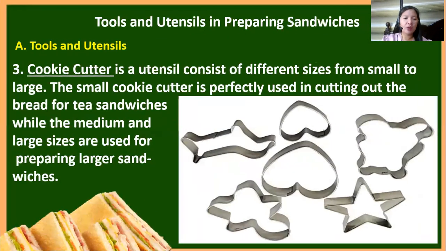We also have the cookie cutter. It's a utensil that comes in different sizes, from small to large. The small cookie cutter is perfect for cutting out the bread for tea sandwiches, while the medium and large sizes are used for preparing larger sandwiches.